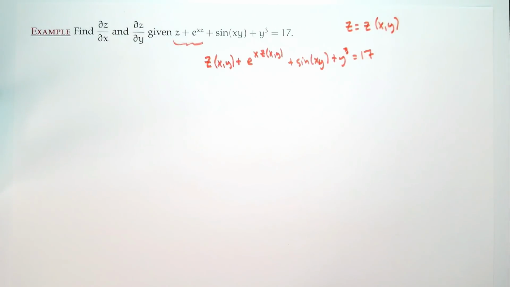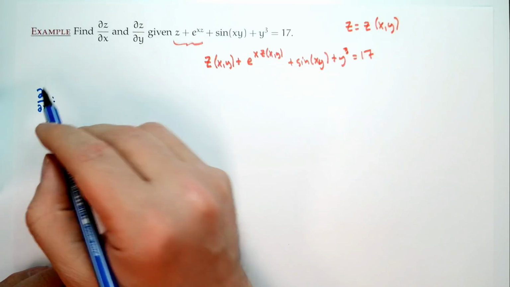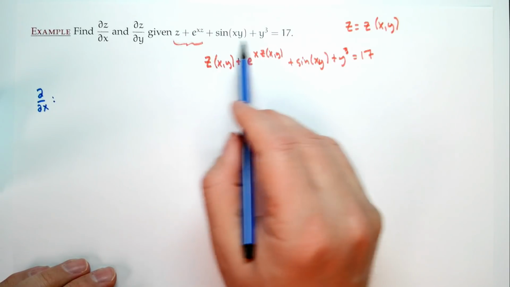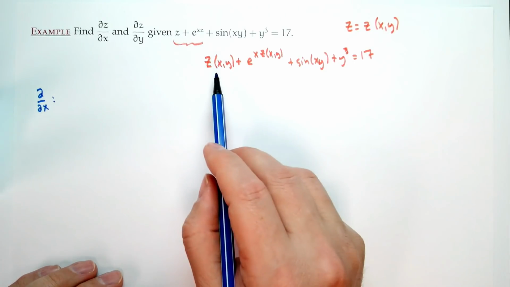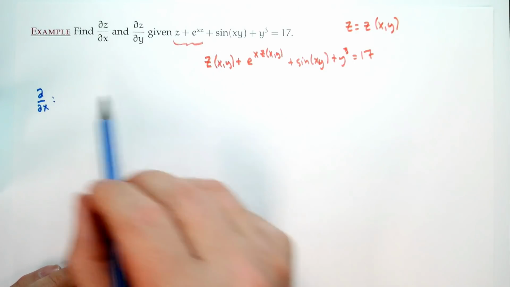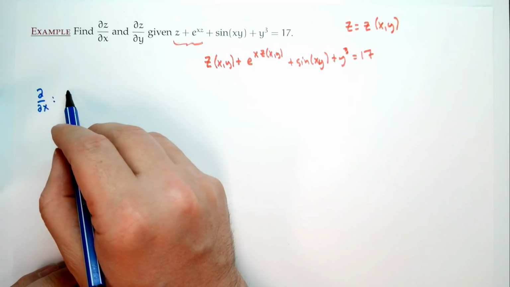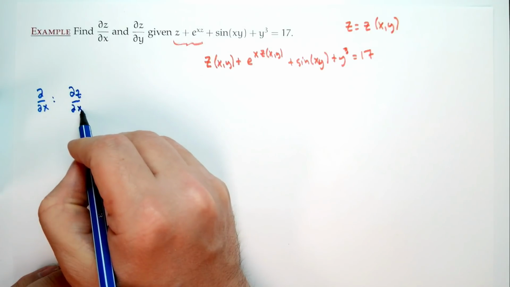Let's actually switch colors, make this a more colorful problem. So derivative with respect to x. I'm going to go through, and everywhere I see an x, I'm going to take a derivative. So reading along, I see a z. Well, it doesn't say x, but remember, it's really z of xy. So there is an x hidden. So I say, okay, what's the derivative of z? Well, it's the derivative of z with respect to x.